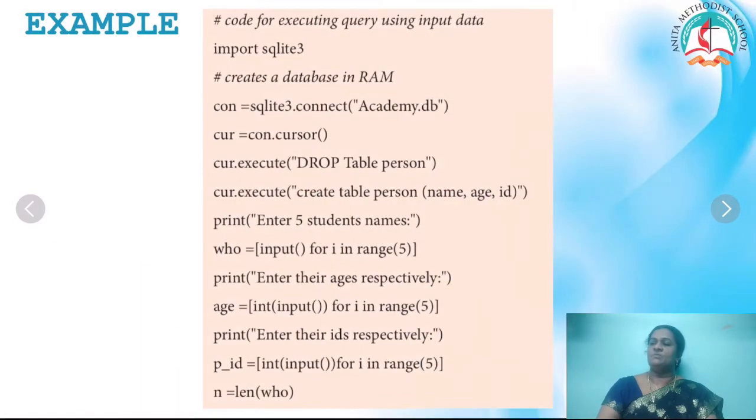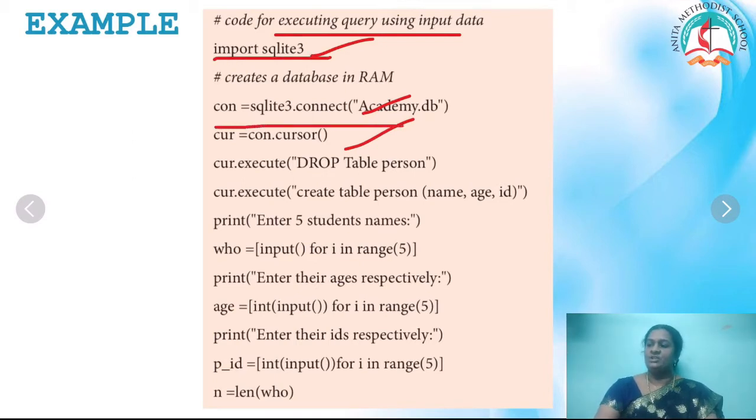Now let's see a small program. See here, now we are going to see the code for executing a query using input. I am repeatedly telling you the first 3 things remain the same. That is a system built-in function. Good, you are remembering it. So import sqlite3 and then the connection, sqlite3.connect. This cursor and connection remain the same.